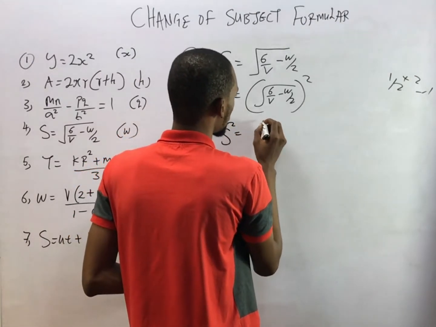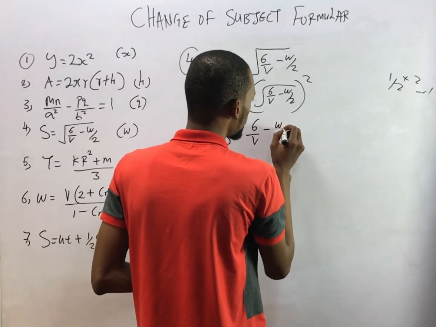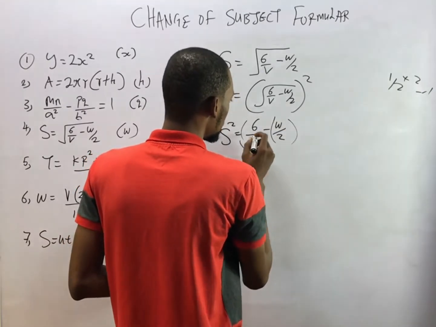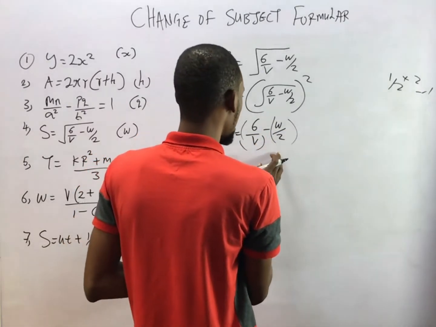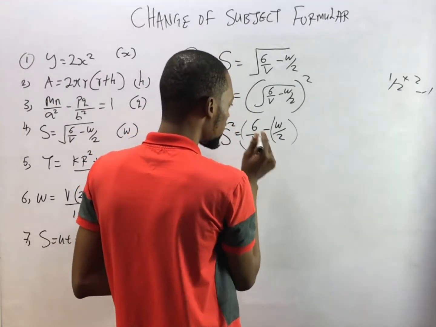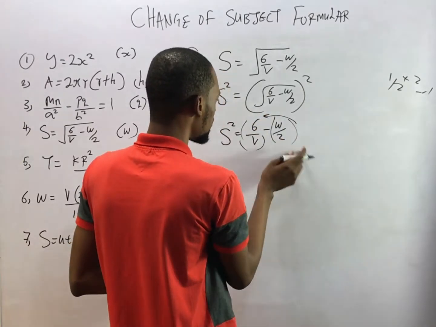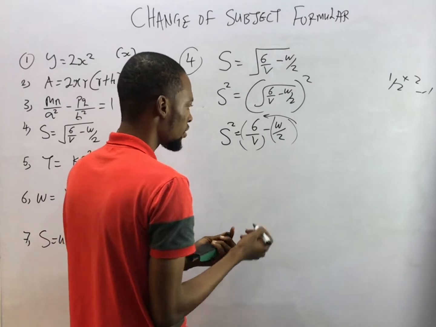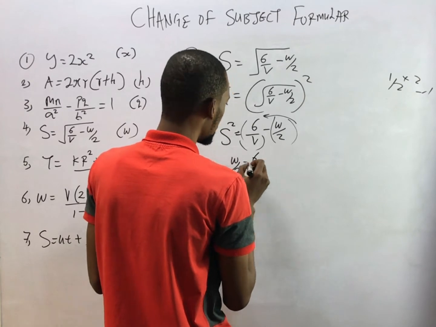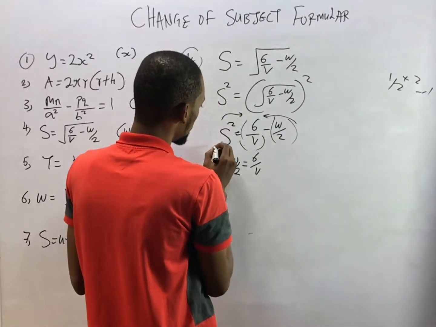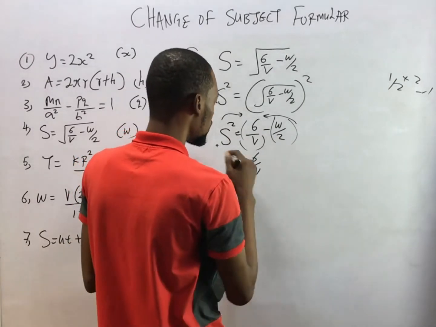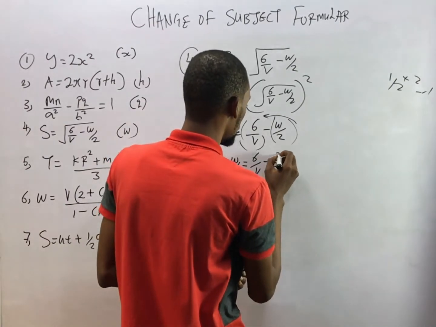s square is equals 6 over v minus w over 2. And what is separating here and here is simply subtraction. This implies that I can choose to take anyone to the right or left. Since this one is here, I can just bring this way. From negative, it crosses the equality sign, it becomes positive. So I'll have w over 2 is equals 6 over v. This s squared goes this way. From being positive, it crosses the equality sign to become negative. So this will become minus s squared.